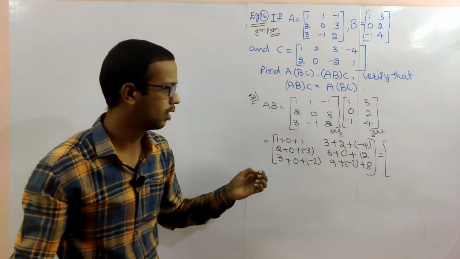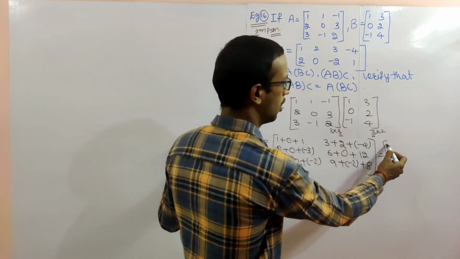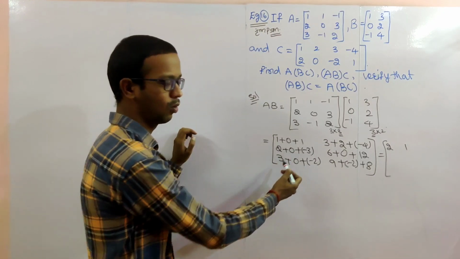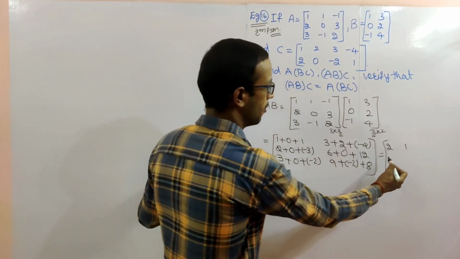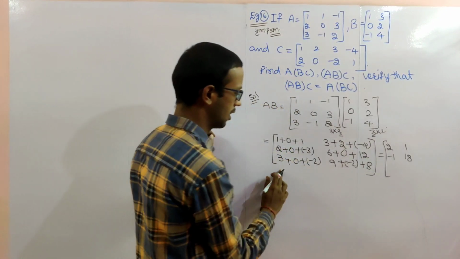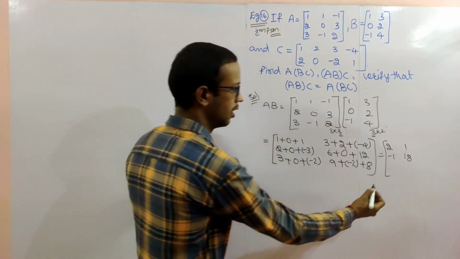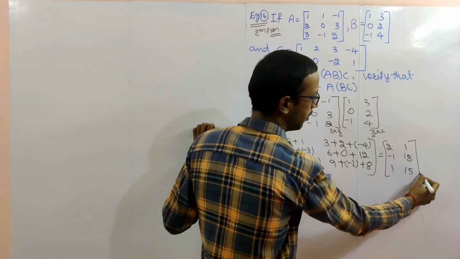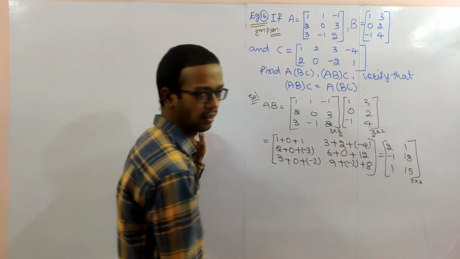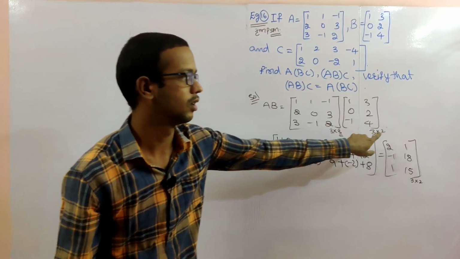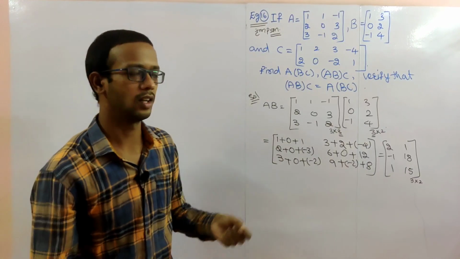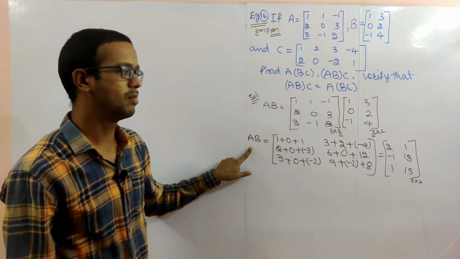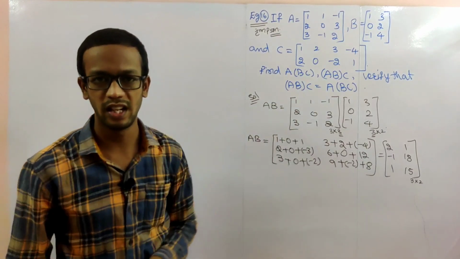Now simplify, making the total additions. Here 5 minus 4 is 1. Next, 2 minus 3 is minus 1, then 18. 3 minus 2 is 1. Next, 17 minus 2 is 15. So you observe we get a 3 by 2 matrix, with 3 rows and 2 columns. We already discussed this type in previous classes also. Multiplication AB is completed. Now I'll find AB into C also.